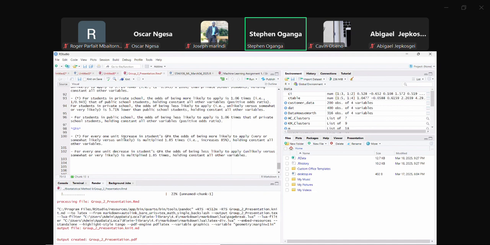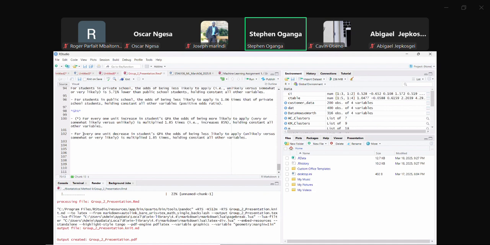For GPA, for every 1 unit increase in students' GPA, the odds of being more likely to apply is multiplied by 1.85 times, holding other variables constant. For every 1 unit decrease in students' GPA, the odds of being less likely to apply is multiplied by 1.85 times, holding constant all other variables. Thank you. Back to you, Abigail.